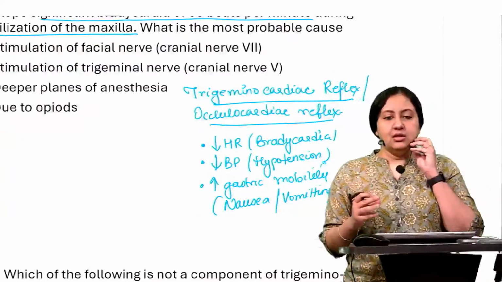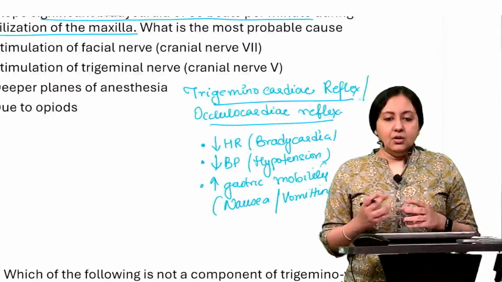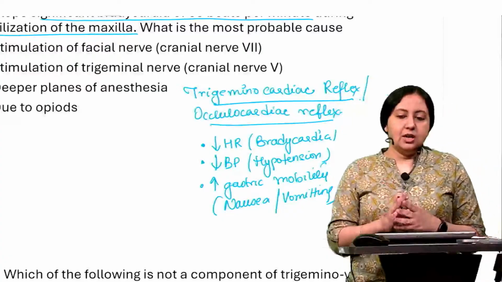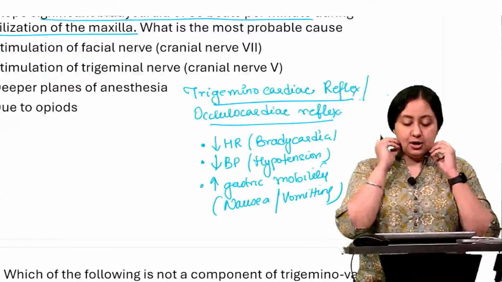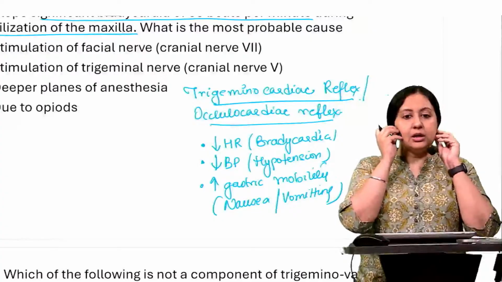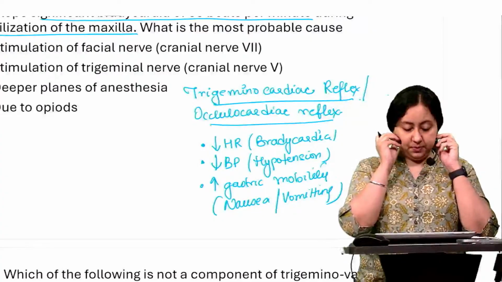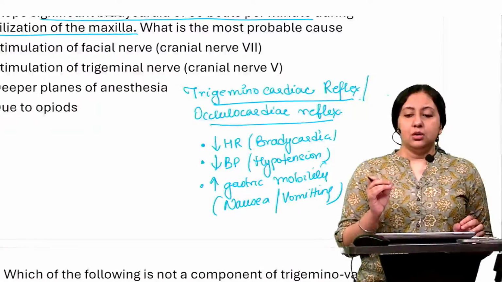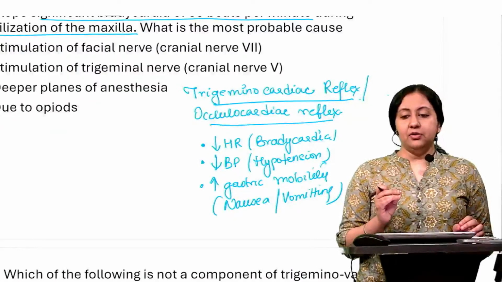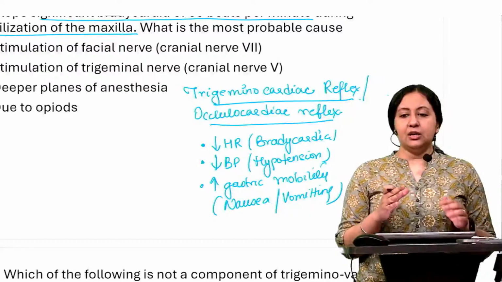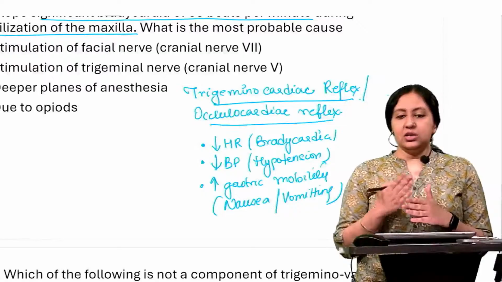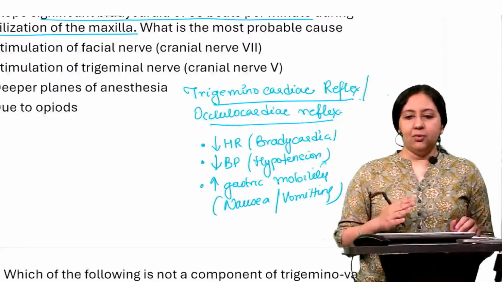Why does this reflex develop? How does it develop? Again, let's not go into the details. What is required at your level, I'll just very briefly explain why this develops. It is due to crossover of the trigeminal nerve and the vagus nerve. They are not contacting each other, but they are closely crossing over at the level of the pons.